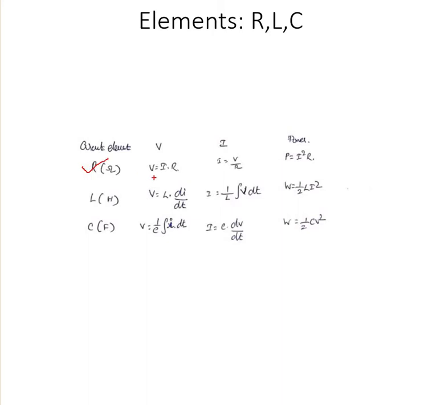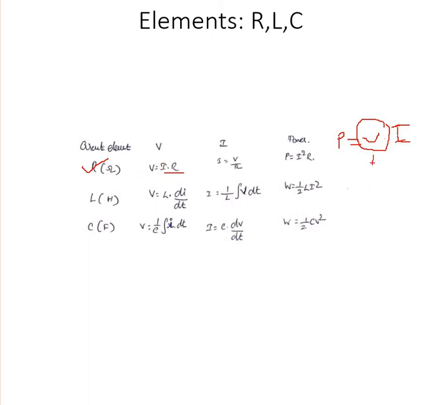For resistance, V is equal to IR, I is equal to V by R, this one you know. Then power, what is the power? P is equal to V into I. This is the power equation. Here, in this V, I will substitute I into R in its place. So V is replaced by I into R.